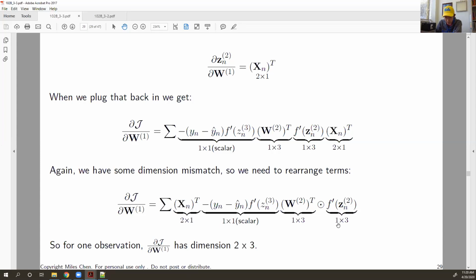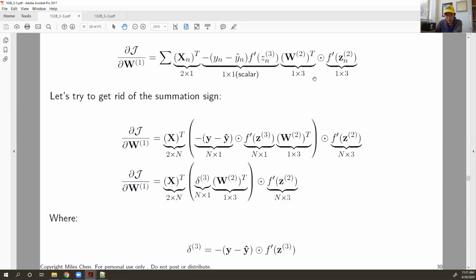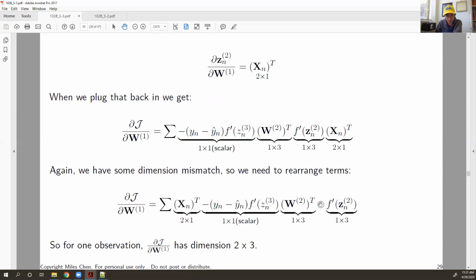And this will keep it a 1 by 3. And so these combine to be a 1 by 3, and this result will just be a 2 by 3 matrix, okay? So I multiply these two together and they get a 1 by 3, and the result is going to be a 2 by 1 times a 1 by 3, which results in a 2 by 3 matrix, okay?